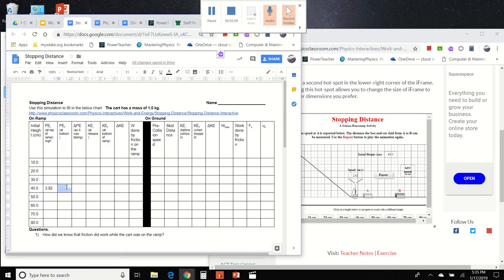Okay, so PE final at the bottom. Pretty simple. We lost all of our height at the bottom, so what's that going to be? 0. That's going to be the same in each. Now, why do I have both these columns there? To see the change. We went from this to that. So what was my change in potential energy? We went from 3.92 to 0, so my change was negative 3.92. Next one, KE initial.